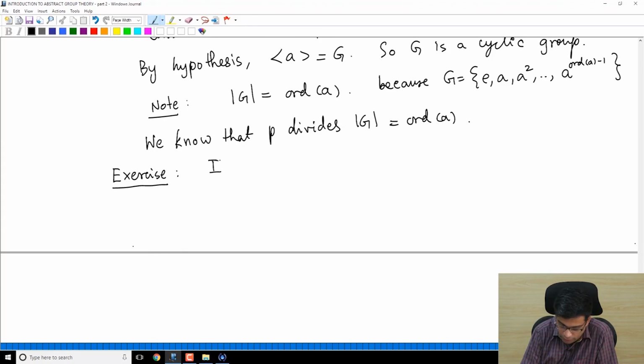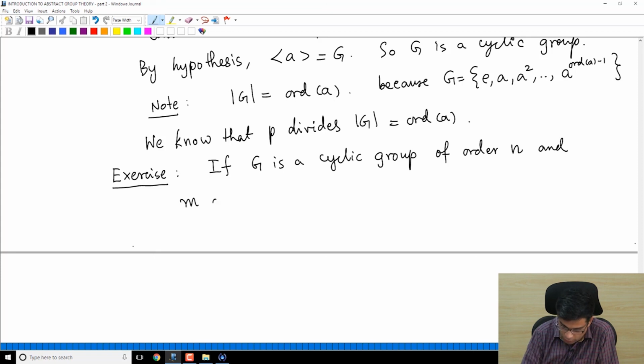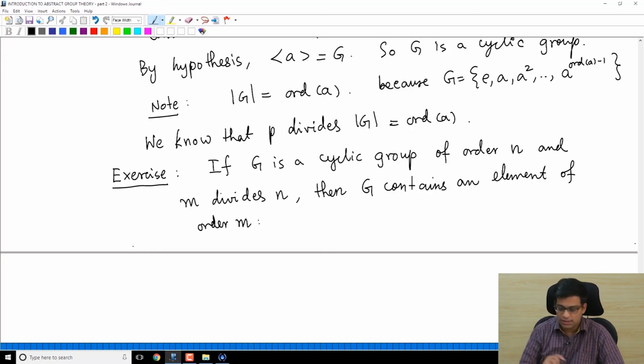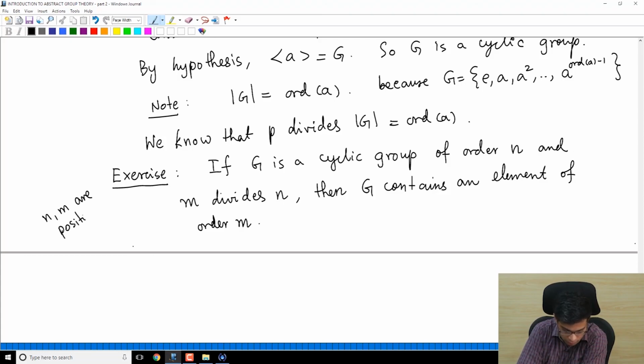If G is a cyclic group of order n and m divides n, then G contains an element of order m. This is not a difficult exercise at all, and it is very general: n and m are positive integers, and it has nothing to do with primeness. So if G is a cyclic group of order n and m is another number that divides n, then G contains an element of order m.